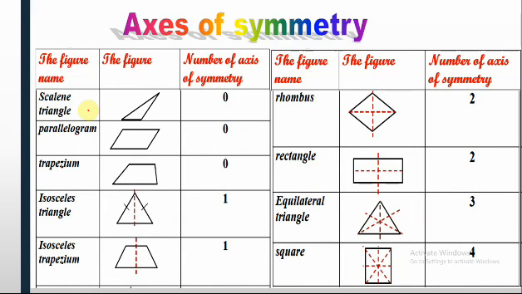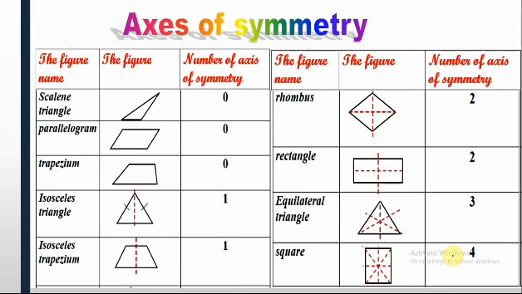The scalene triangle has no axis of symmetry, so the number is 0. The parallelogram also has 0 axes of symmetry, and the trapezium or trapezoid has 0 axes of symmetry. But the isosceles triangle and the isosceles trapezium have 1 axis of symmetry, the rhombus has 2, and the rectangle has 2 axes of symmetry. The equilateral triangle has 3 axes of symmetry, and the square has 4 axes of symmetry.